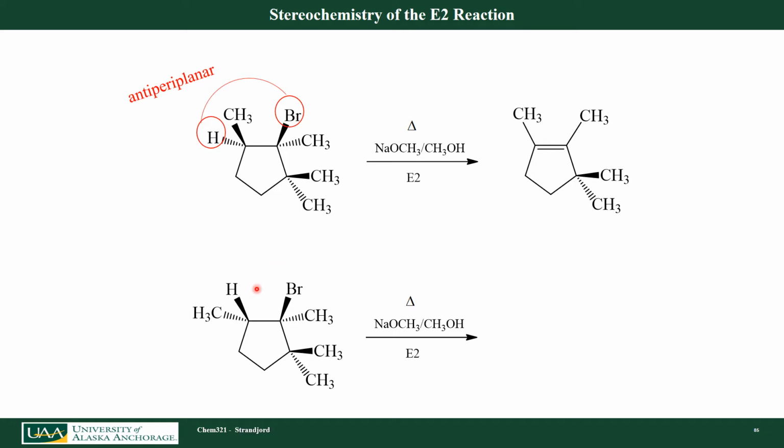If we look at this molecule down below here, I notice that I've changed the stereochemistry now at the beta carbon, and my hydrogen and my bromine are not anti-periplanar to each other, so these two will not form an alkene. However, there is another beta carbon here that does have a hydrogen on it. So in this case, I actually form the non-Zaitsev rule product, and it is in very low yield because this is not a stable product.